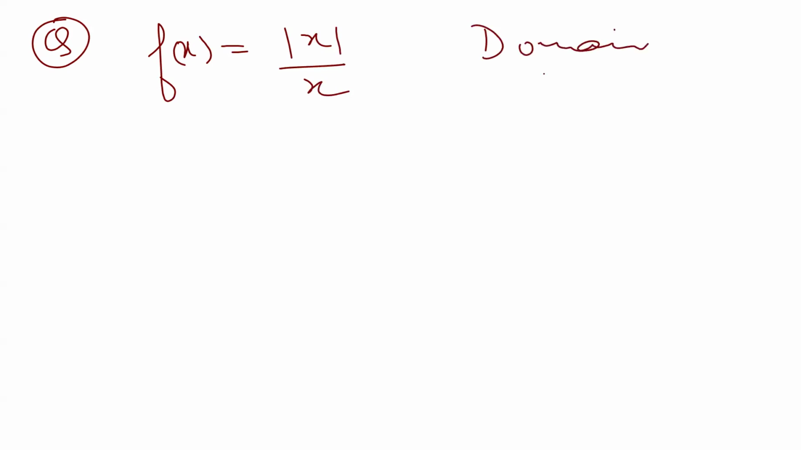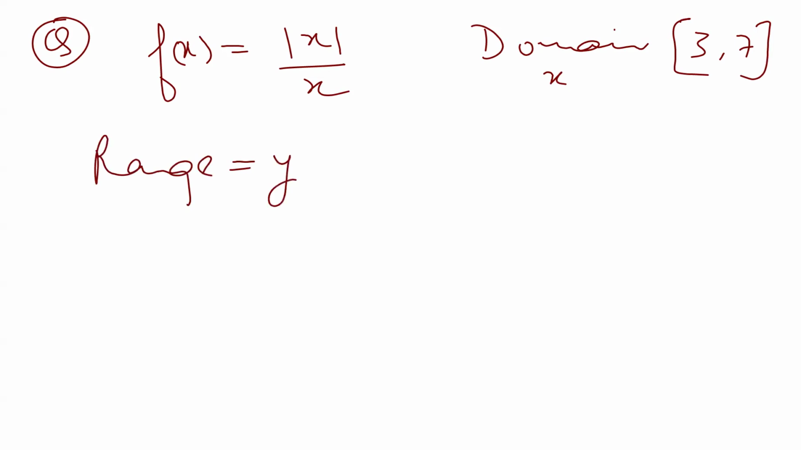So there is one more question. Function of x is modulus of x upon x. The domain of this function, that means the values of x, they lie between 3 comma 7. We need to find out the range. Range is nothing but the value of y. Now y is modulus of x upon x.